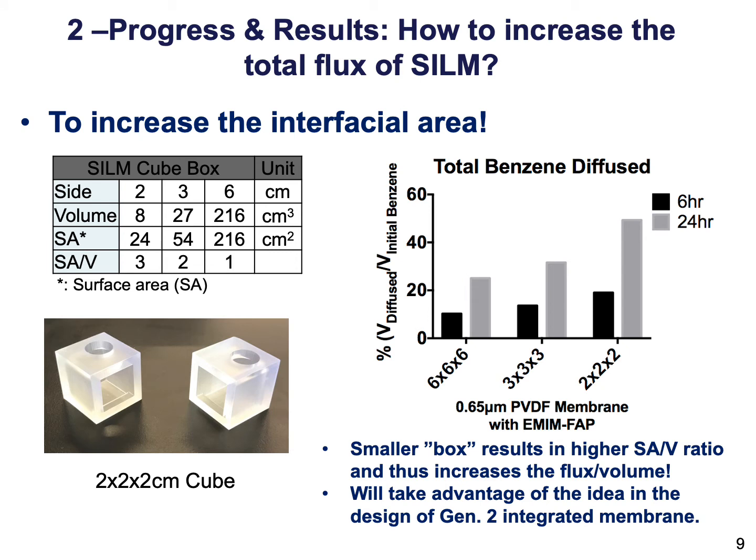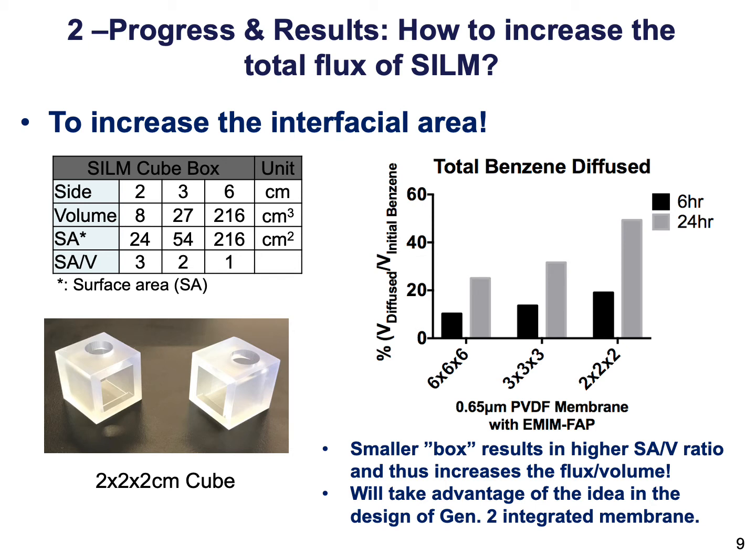To solve the issue with our current supported ionic liquid membrane, we came up with an approach to increase the ratio of surface area to volume for the integrated membrane box, so that we can have an increased total flux through the supported ionic liquid membrane. To test this approach, we have fabricated 3 types of cubes, 6 by 6 by 6, 3 by 3 by 3, and 2 by 2 by 2, only to test on benzene separation through supported ionic liquid membrane.